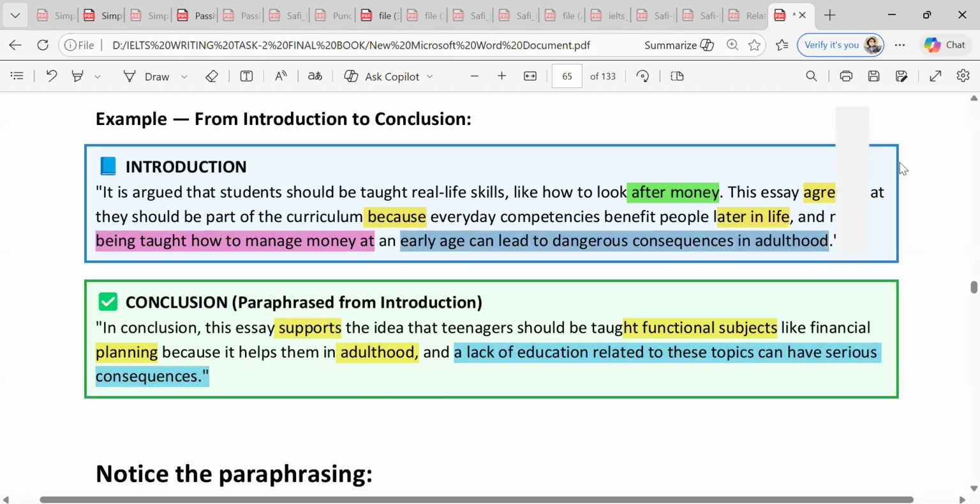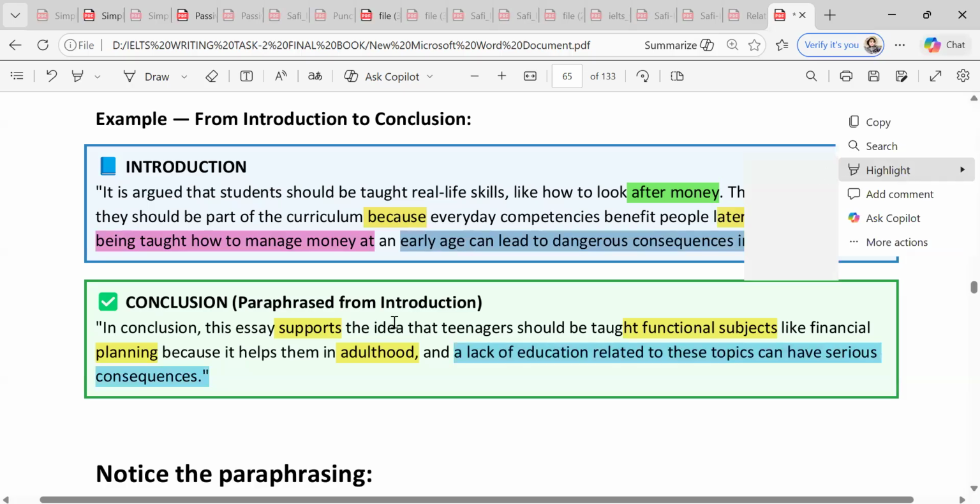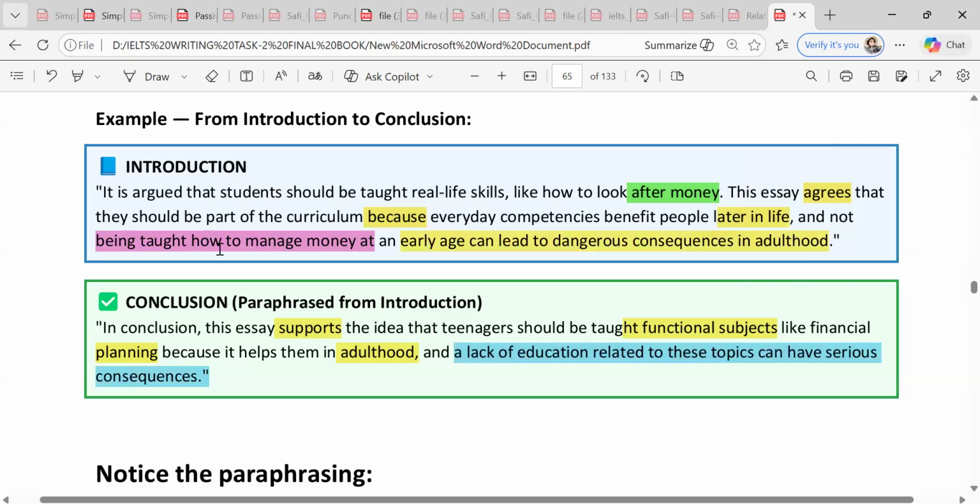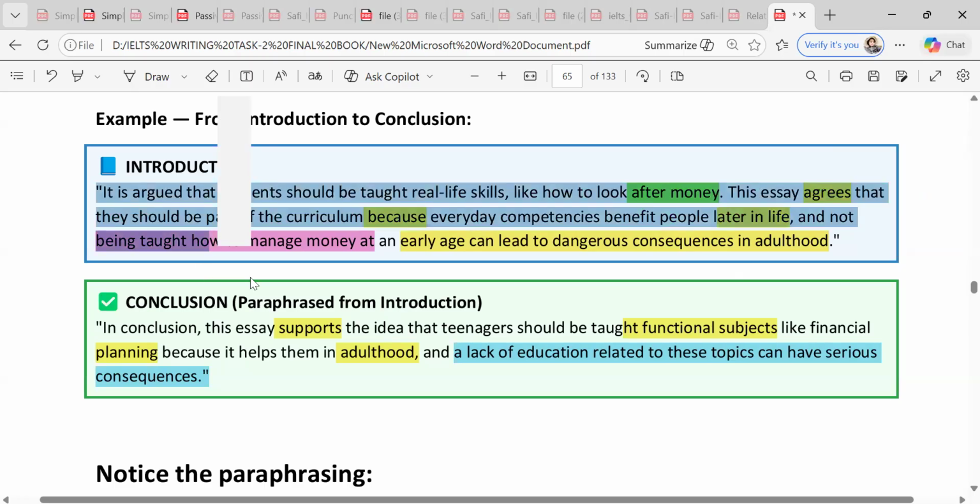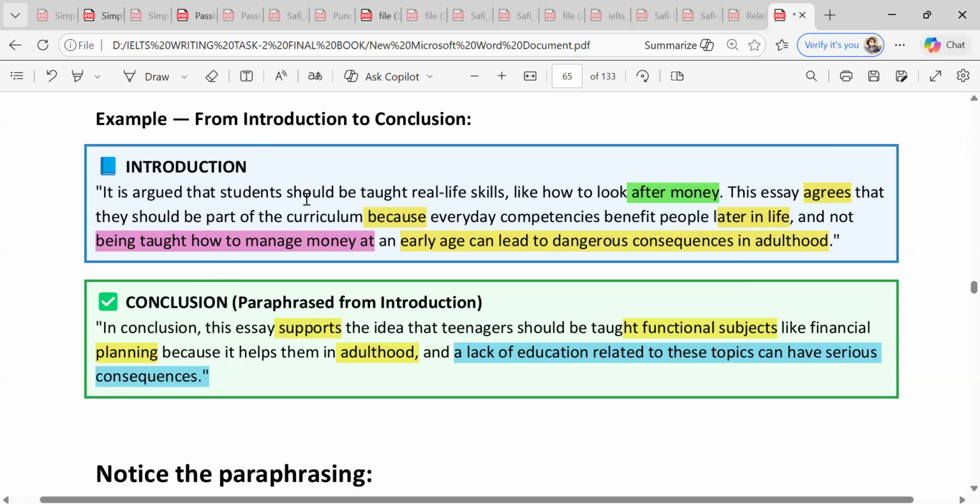Now if you compare both parts, exactly as I told you, Claire, your conclusion is the mirror image of your introduction. Same thing, but your introduction is a bit lengthy, 50 to 60 words, while the conclusion paragraph is the shortest paragraph. We have mentioned the same idea, but in different words. This is how we write it.